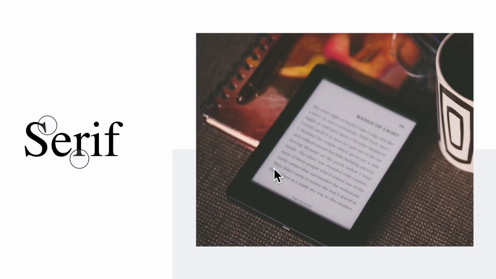Now, you may be thinking, Daniel, there are so many different types of serifs, and some look so different from each other. And you're definitely right. Serifs are categorized into 4 categories. So let's jump right in.